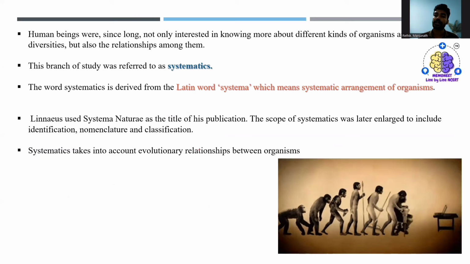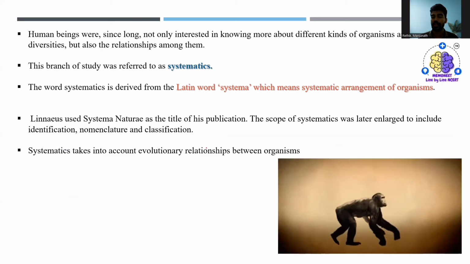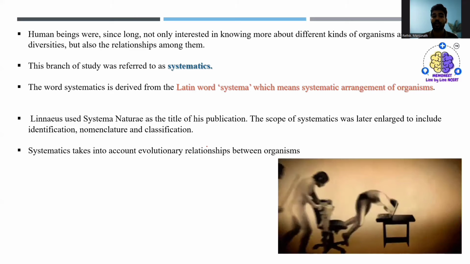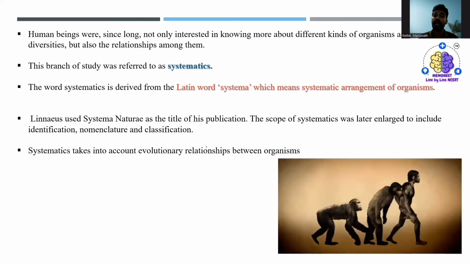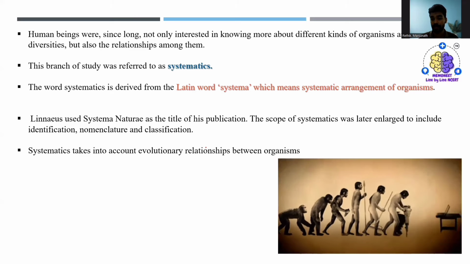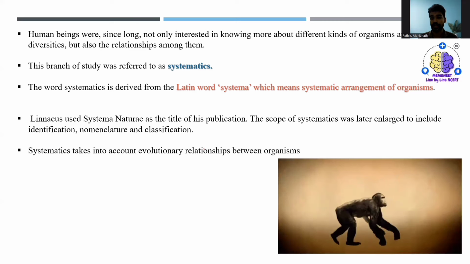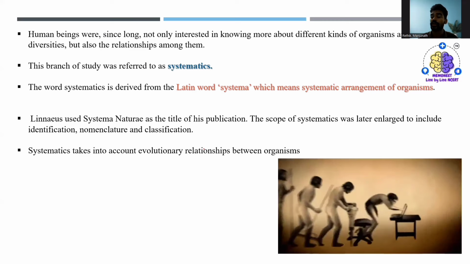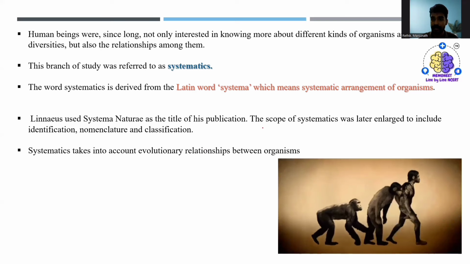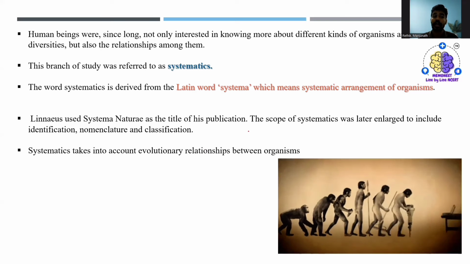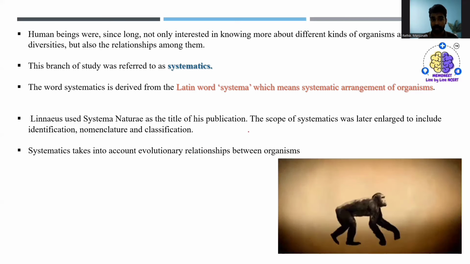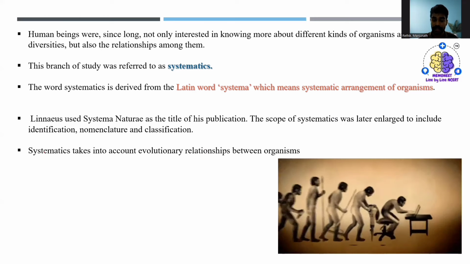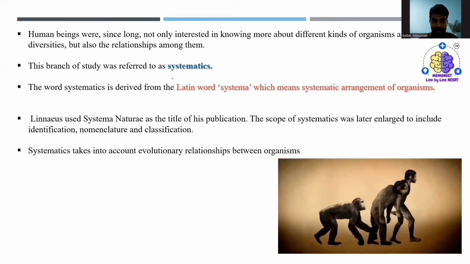Before, human beings never gave importance to studying the different kinds of organisms, their diversity, and even the relationship between them. But now, with modern science and technology, human beings are very much interested to know more detail about different kinds of organisms, their diversity, and the relationship among them. The branch which deals with this study is referred to as systematics.